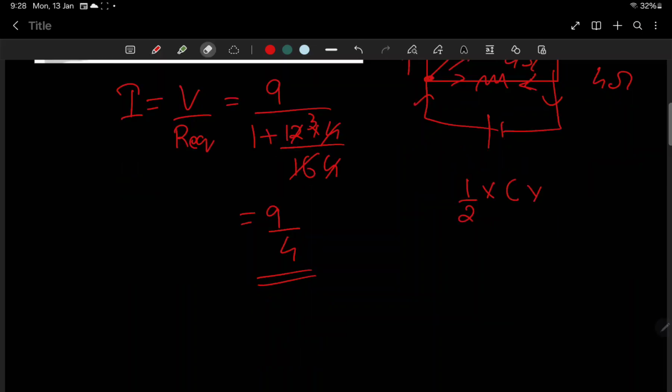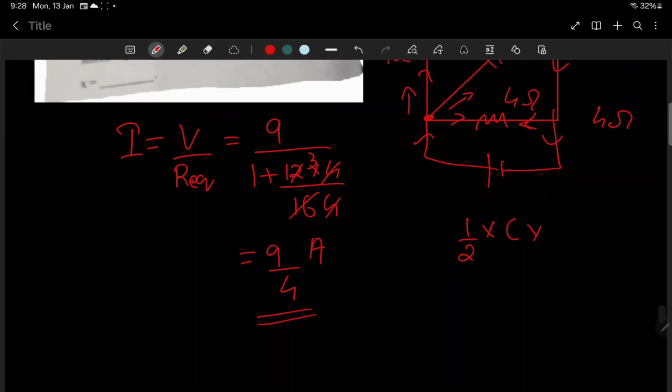Sorry, here in this question I had some confusion, so I had to do it in another paper and find it out. So I got it. So here we got 9 by 4 ampere.